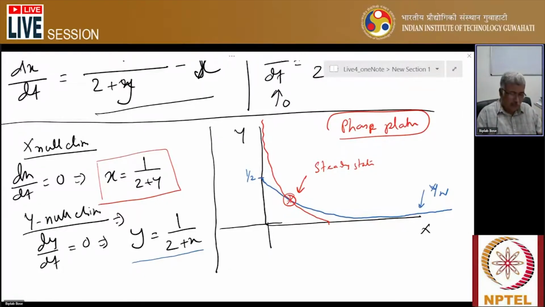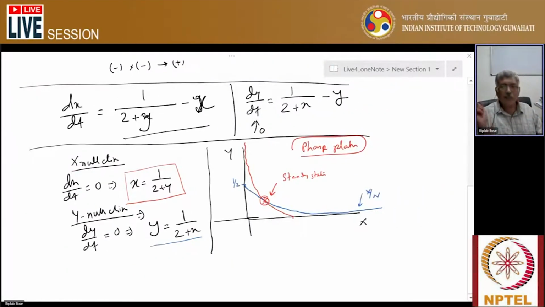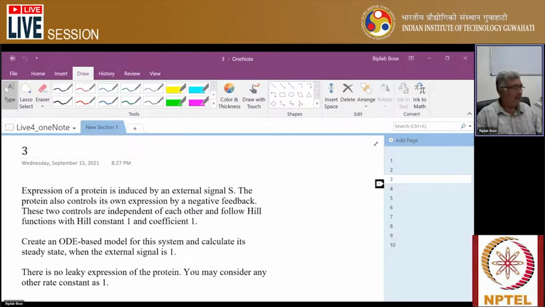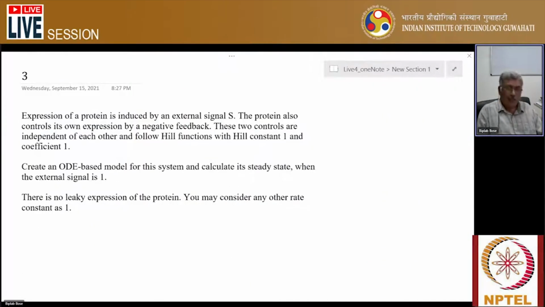Is it clear, Bharat, now? Any doubt? Okay, so hope it is clear to everyone. I'll go to the next problem. Bit lengthy problem. Try to follow. Don't get confused.